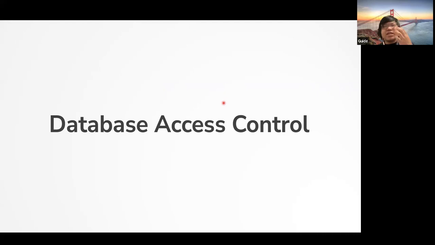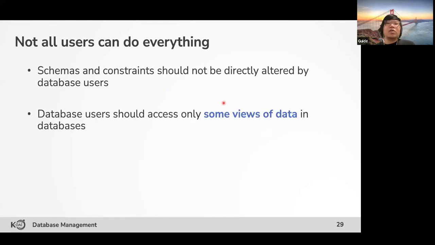The last one is database access control. Again, not all users should do everything. For example, schemas and constraints shouldn't be directly altered by database users. They should only be altered by database administrators. But maybe not all database administrators should be able to alter them as well. Database users typically should be able to see only some views of data in databases.